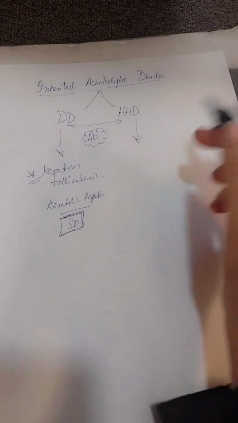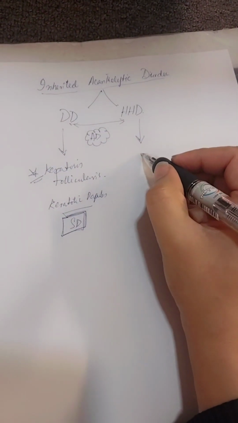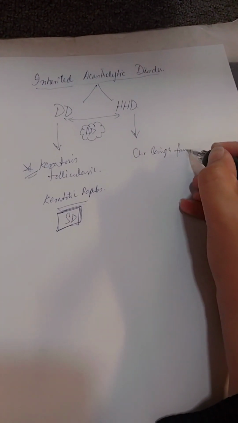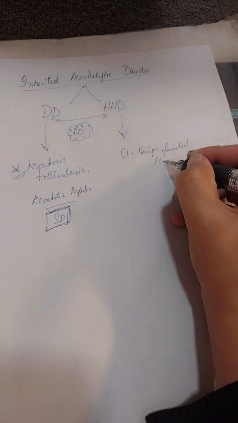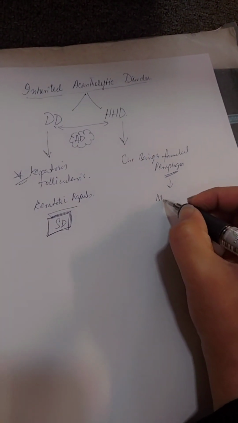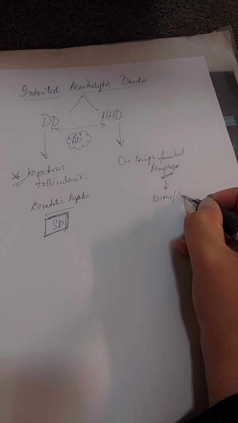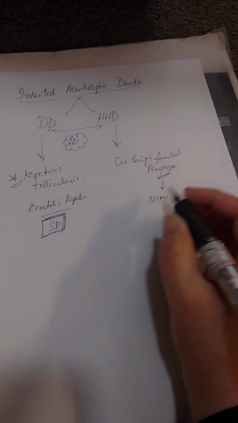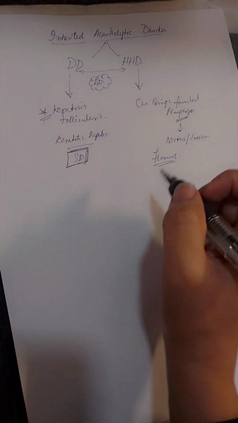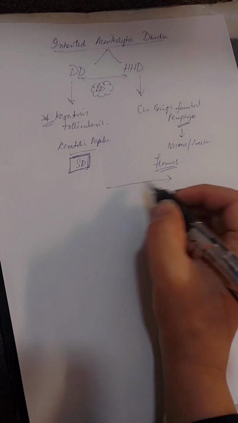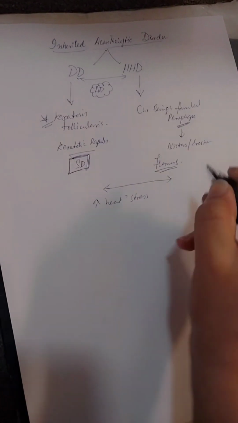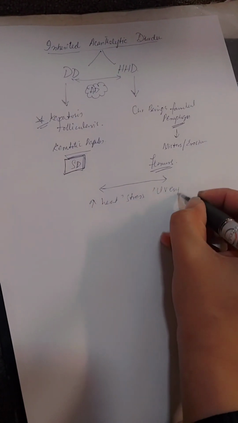In the case of Hailey-Hailey disease, it is also known as chronic benign familial pemphigus. So by this you can remember there will be some blisters or erosions. And it also occurs in the flexures. There is another striking similarity between both these conditions: they are aggravated by heat, stress, even sometimes UV exposure.